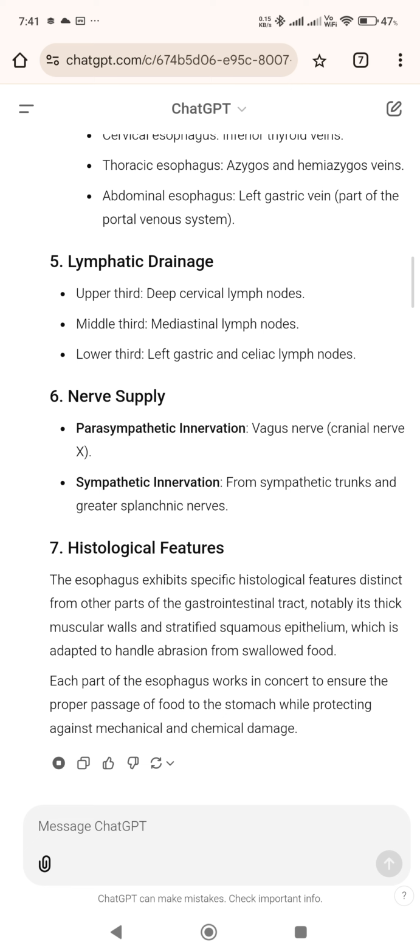6. Nerve supply. Parasympathetic innervation, vagus nerve, cranial nerve X. Sympathetic innervation from sympathetic trunks and greater splanchnic nerves.